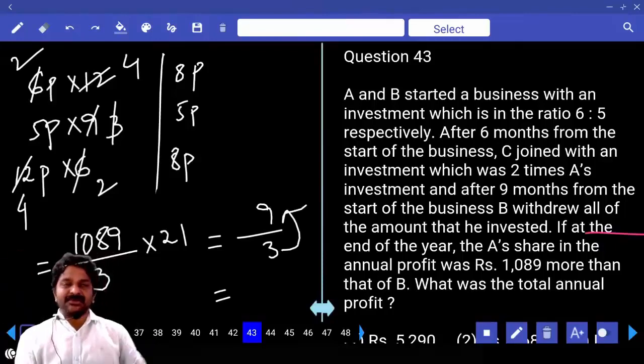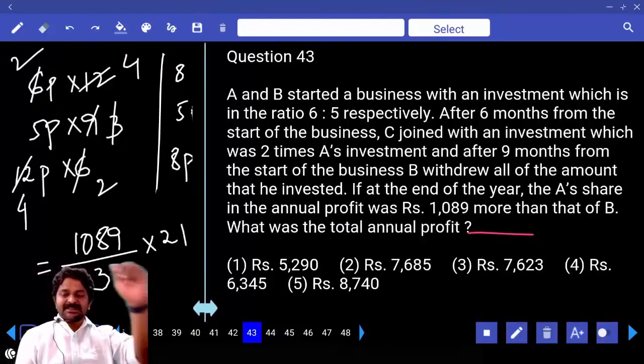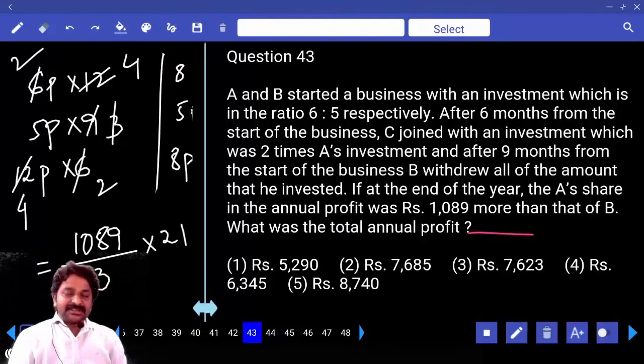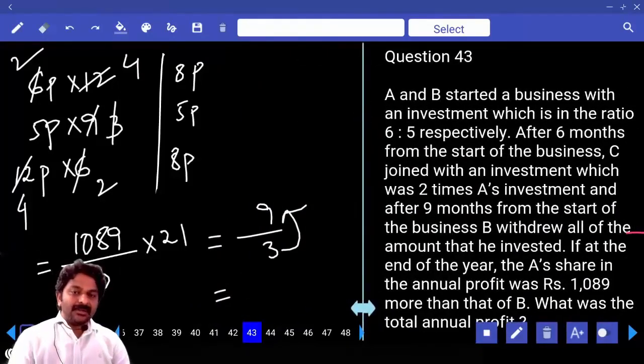3 into which number ends with 9? Answer must end with 3. Am I right? How many options are there? Only one. 76, 23 final. Even if multiple options are there, we can go for 9 multiplication rule.